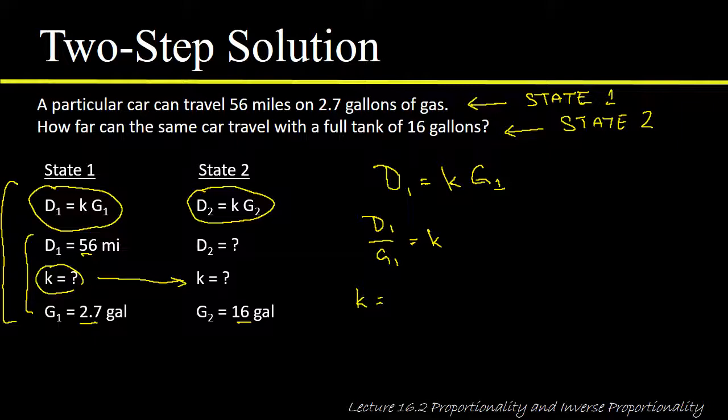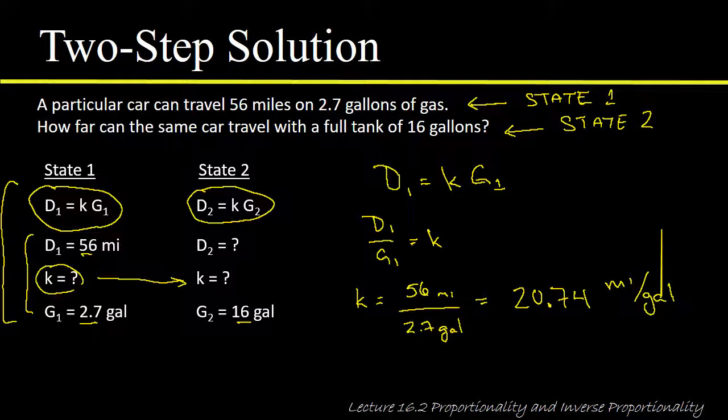Or K is equal to D1, 56 miles, divided by G1, 2.7 gallons. And when we do the math on that, we find that K is equal to 20.74 miles per gallon. The data given to us was only in two significant figures, so we'd probably round that to 21. If that was our final answer, we'd round it to 21.